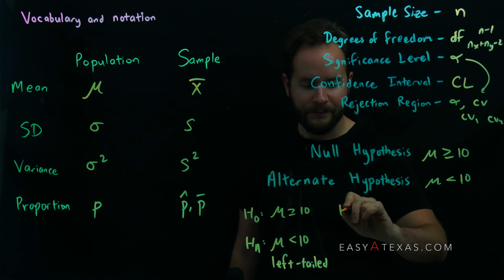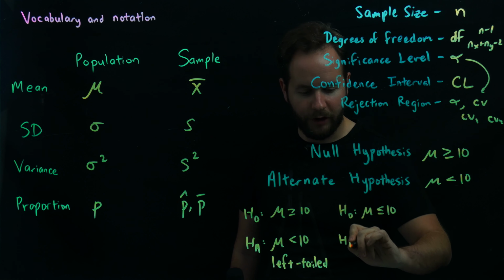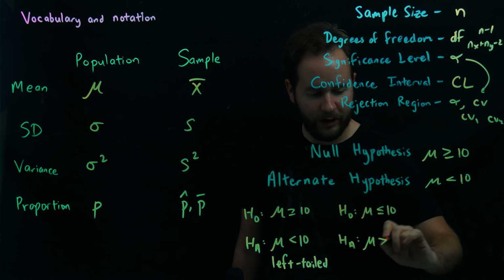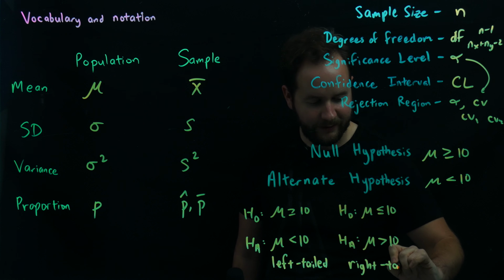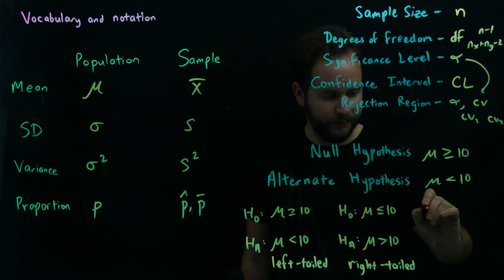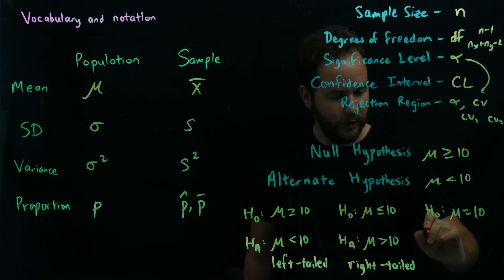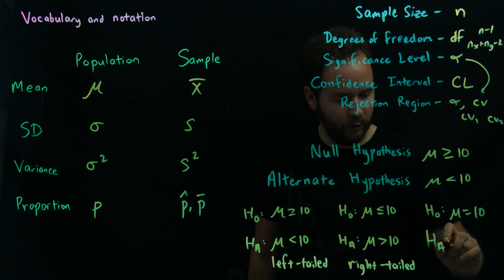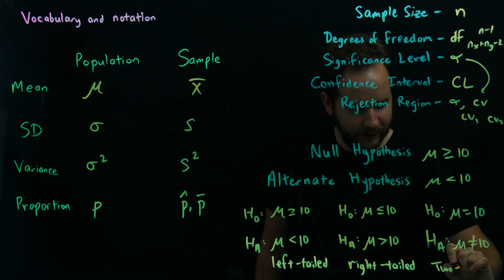If we say H null: mu is less than or equal to 10, while the alternate hypothesis is mu is greater than 10, this would be a right-tailed test. And then lastly, we have the two-tailed test. That corresponds to the null hypothesis being mu equals 10, while the alternate hypothesis would be mu not equal to 10. And this will be two-tailed.